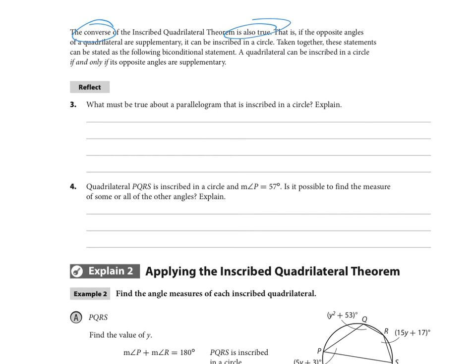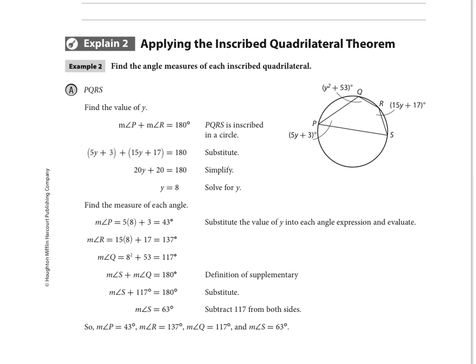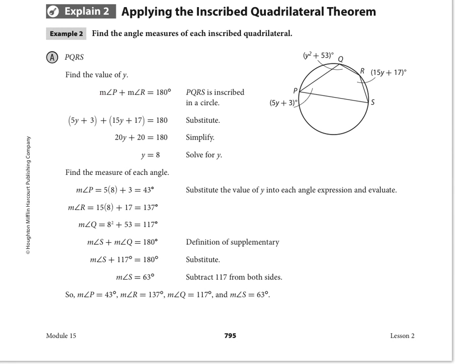So next we're going to move on to Explain 2, which is just using this theorem and doing some algebra and finding some missing pieces here. The instructions say find the angle measures of each inscribed quadrilateral. When it says angle measures, it means all of the angle measures, okay?